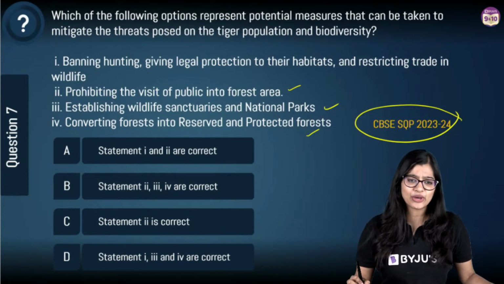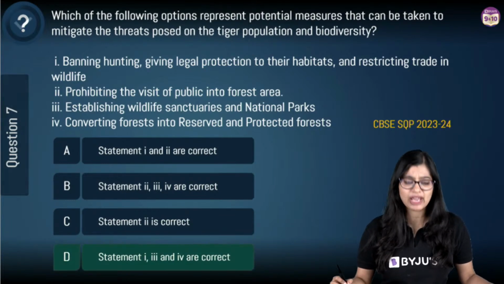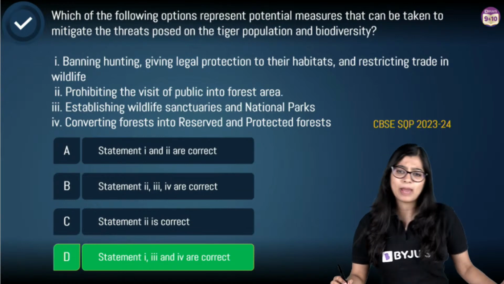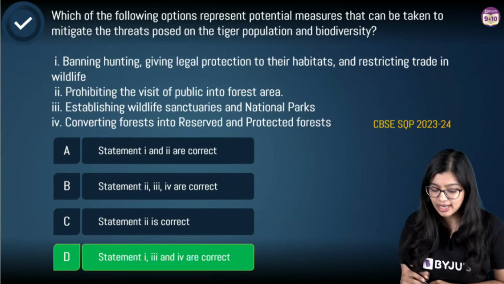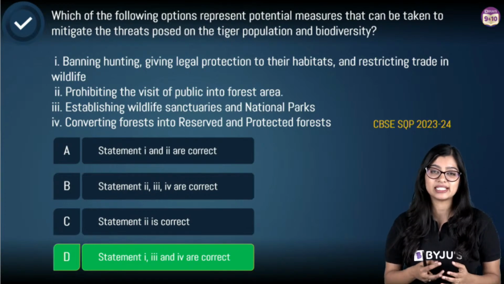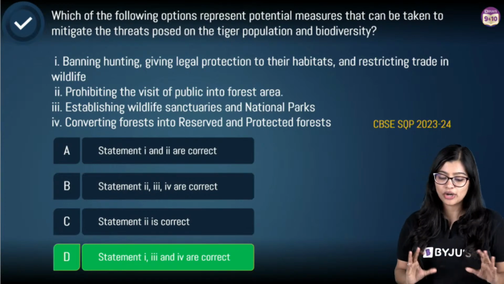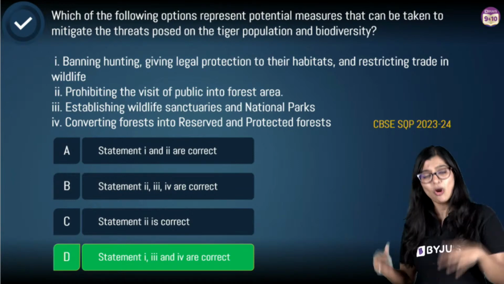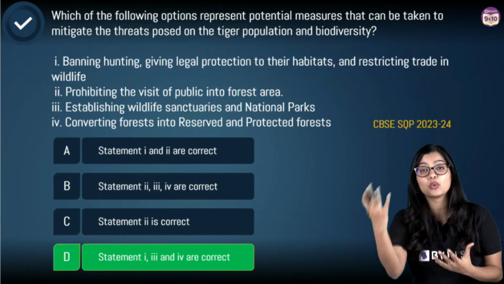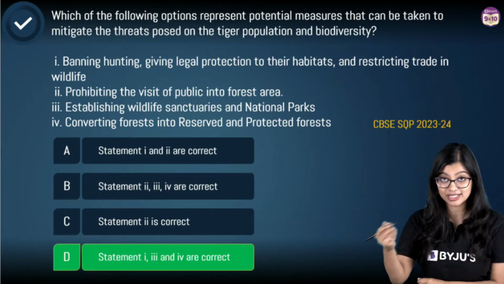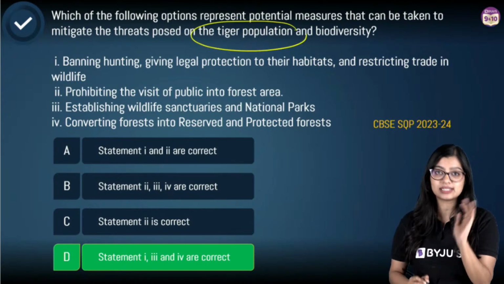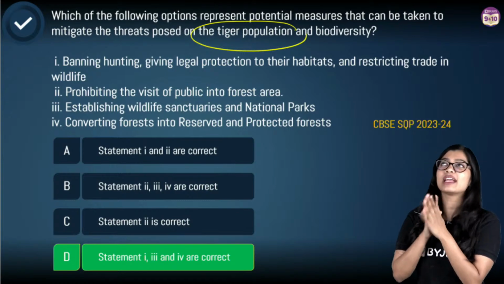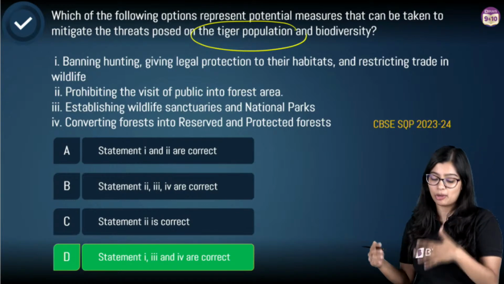Very good, all of you. I'm very proud. Many of you gave me the correct answer, right? As you can all see, we're talking about how we can mitigate. Mitigate means what steps we can take in order to target the threats posed towards the tiger population. So we need to think about what is going to help us save the tiger population.